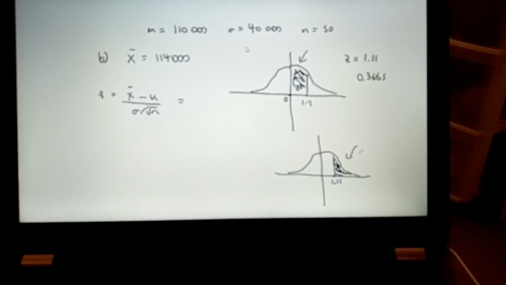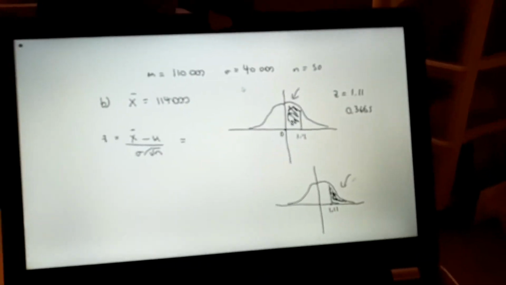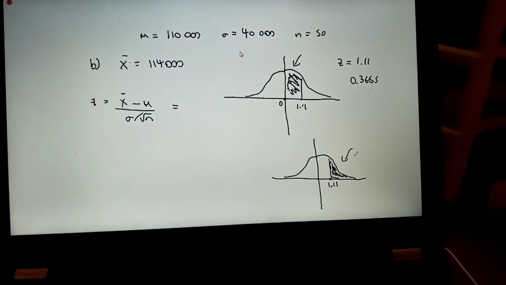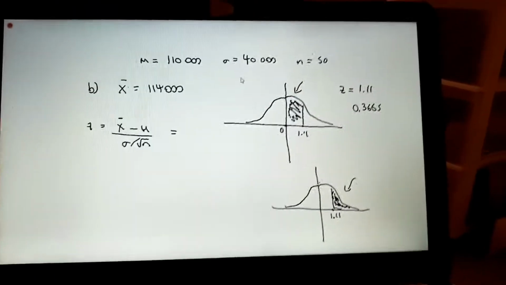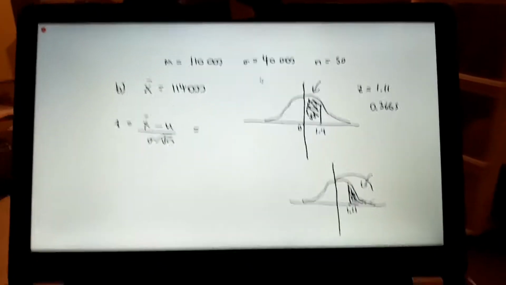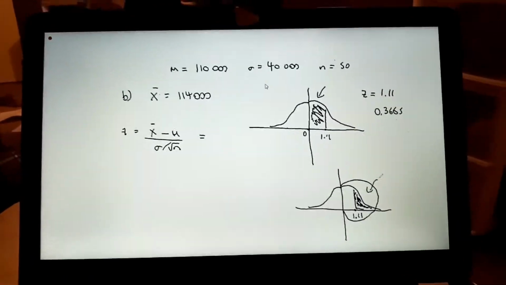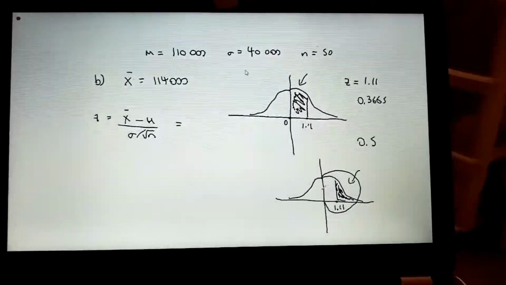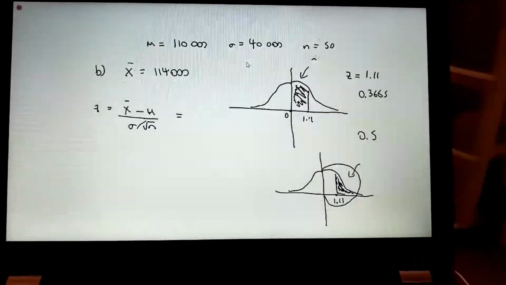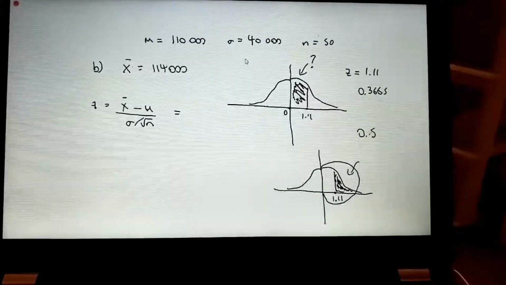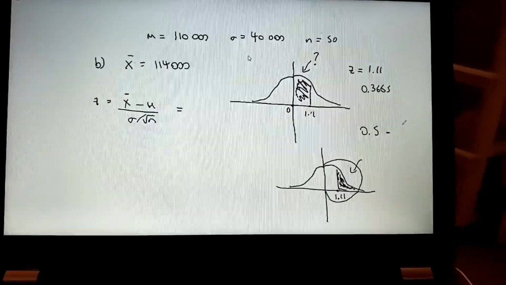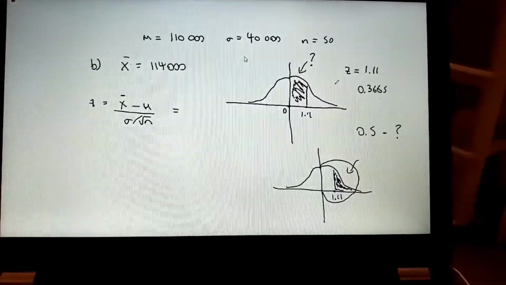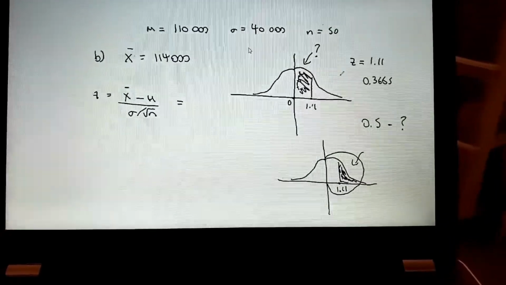So here's a hint. All of the area to the right of the axis is 0.5. Remember that. So what you could do is take all of the area, which is this right here, so all of the area to the right of the axis, 0.5. And you could subtract the area that you're able to look up, which is this area right here, right? So if you take 0.5 and subtract that area that you're able to look up, it'll give you the remaining area, which is the area to the right of 1.11.